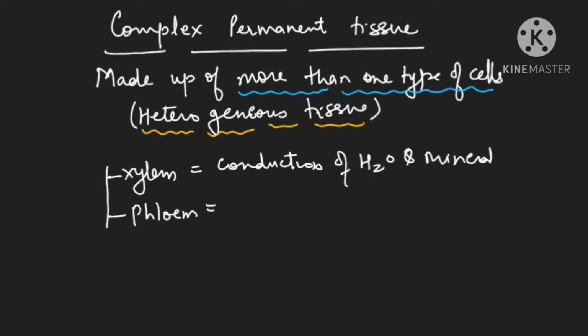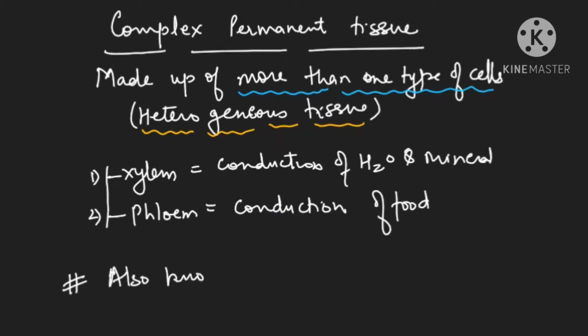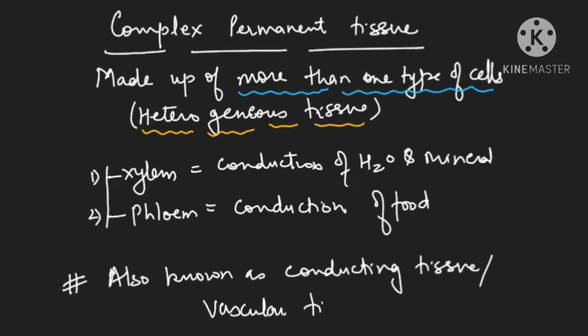Now, what are the two types of the complex permanent tissue? One is your xylem, second is phloem. Xylem is responsible for conduction of water and mineral, and phloem is responsible for the conduction of the food. That is why these complex permanent tissues are also known as conducting tissues or vascular tissue. Reason is clear, because they are helping in conduction.